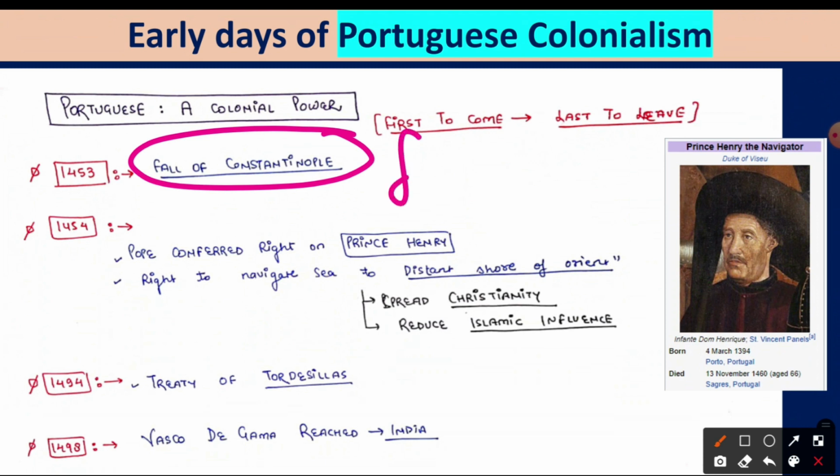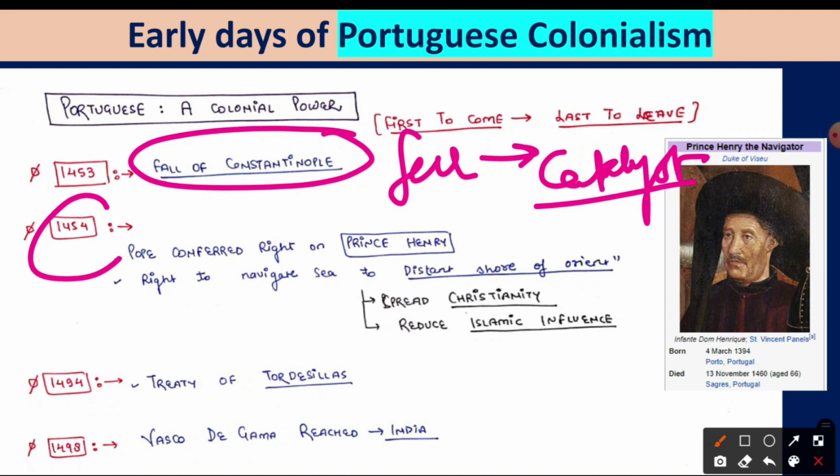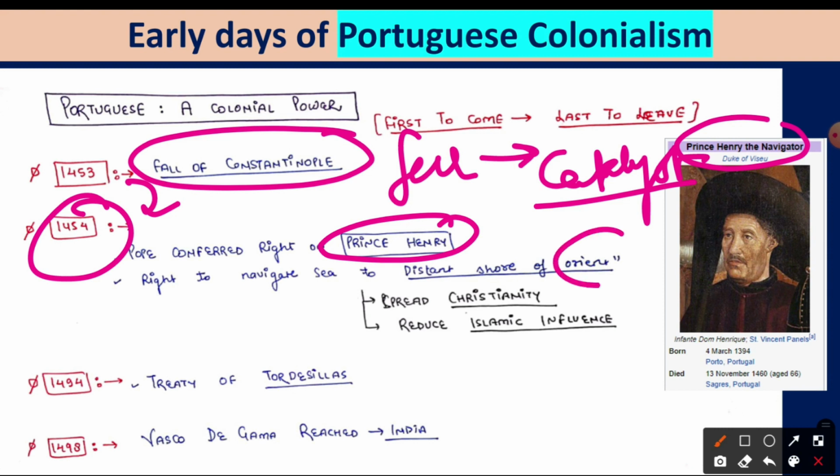Constantinople fell, then there was a search, there was a catalyst that we have to search for the routes. Then, very next year, you can see the Pope has said to the Prince Henry, he was the prince, his name was Henry the Navigator. The Pope has given him the right that go ahead and go for the sea route, sea travel, right to navigate to see the distant shores of Orient. Orient means the Indians and the Far East, the Chinese, the Indians, like that.